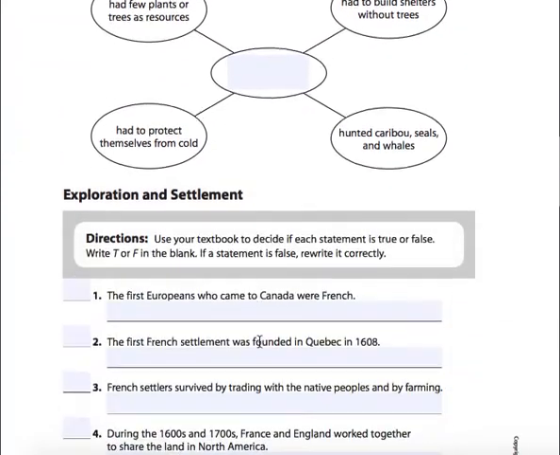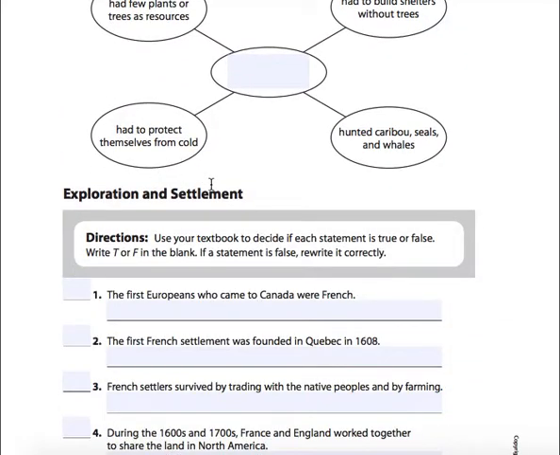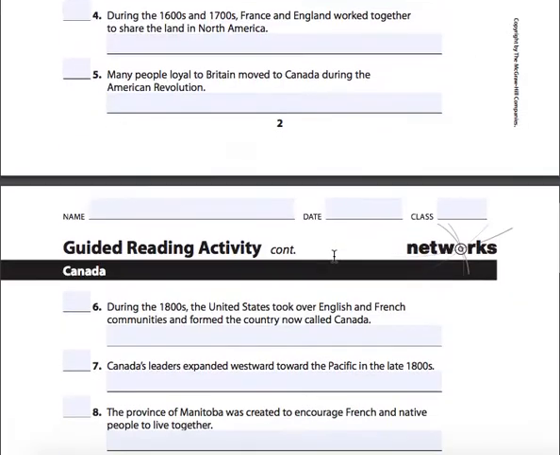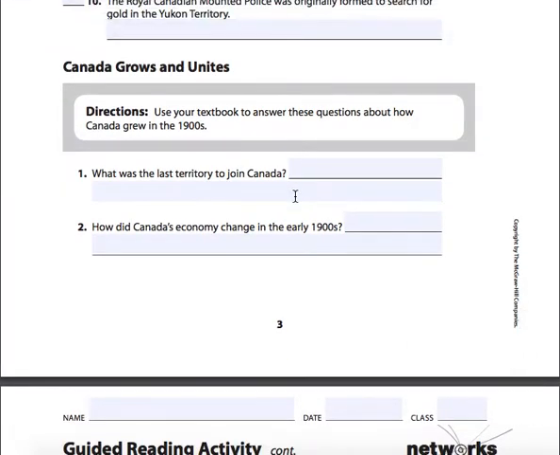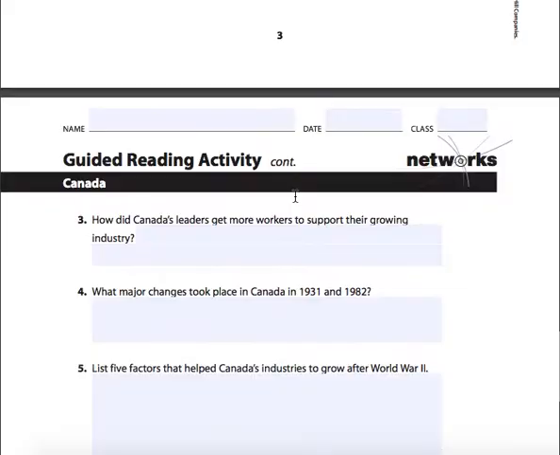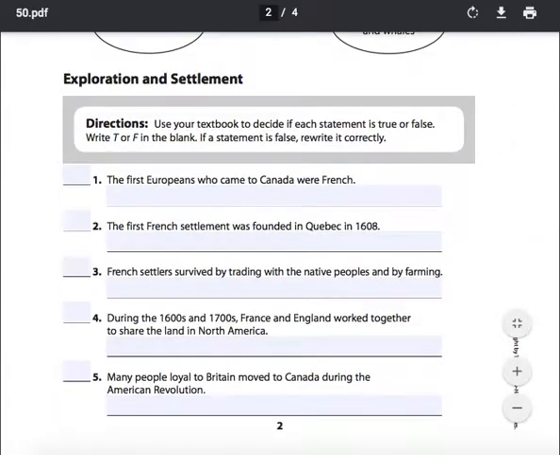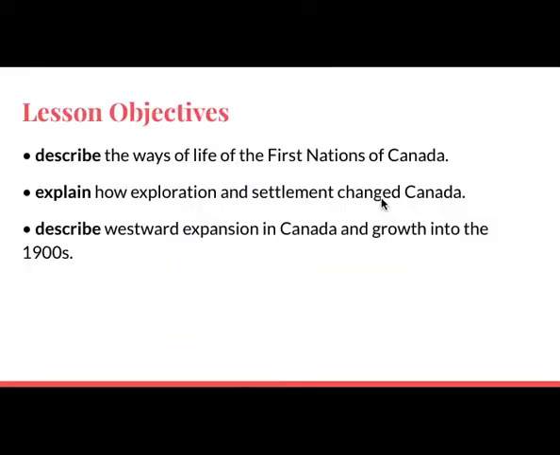In the second section, we're going to learn about the exploration and settlement of Canada and make some comparisons to the United States. Here you're going to fill it out as a true or false answer to each of these questions. It says use your textbook to decide if each statement is true or false. If the statement is false, rewrite it correctly. And then lastly, we're going to take a look at how Canada has grown and united to become a large and prosperous nation. With that being said, let's jump into our lesson for today.